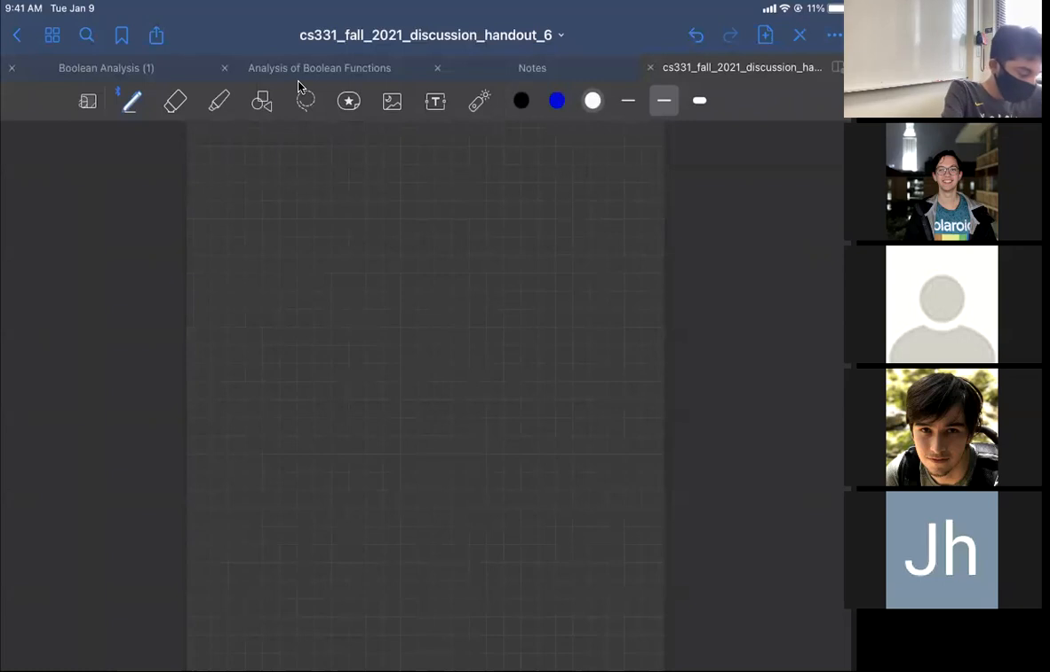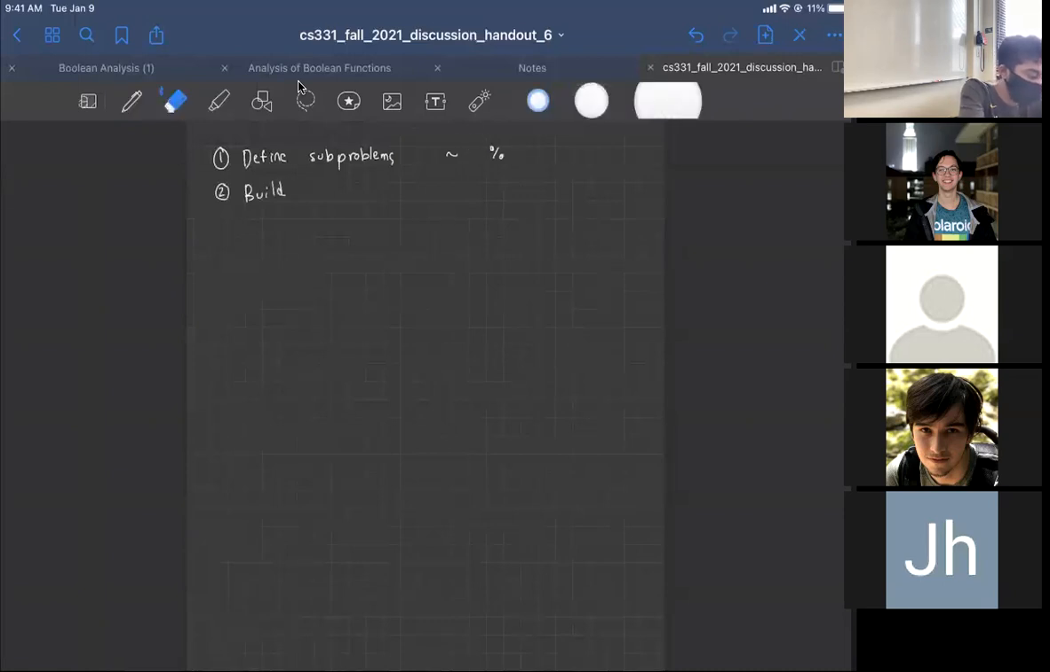Okay, so I'll claim that there are 4 steps to devising a good dynamic programming algorithm. The first step is to define your subproblems. This is like defining your variables in your recurrence relation. This is about 45% of the work most of the time. Actually, not even 45, this is like 50%.